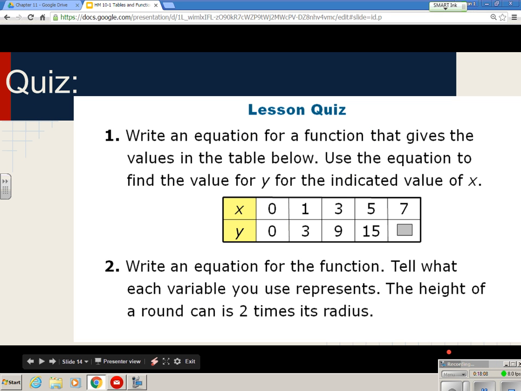All right, and here's your quiz. 2 questions. First, write an equation for the function that you see here. Solve by using your input x to write an equation equaling y. And then number 2 is write an equation for the function of the following. Tell what each variable you use represents: the height of a round can that is 2 times its radius. You should be able to figure that out by now. All right. We'll see you when you bring me your answers.